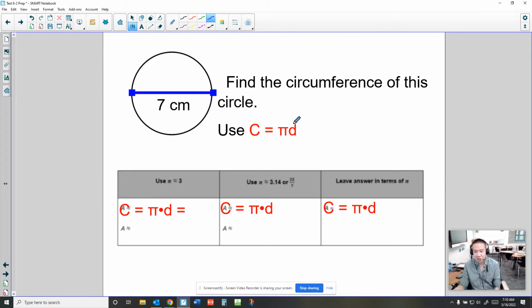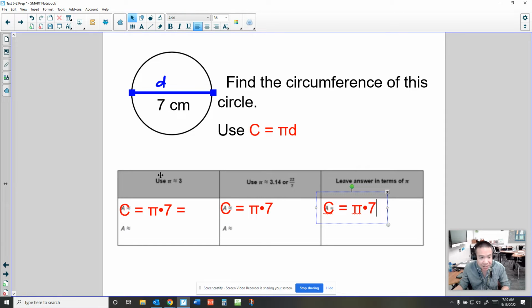Find the circumference of this circle. So use the circumference formula of pi d. So what is this line right here? This is a line called diameter because it goes from end to end through the center. So let me replace this diameter with 7. Let's replace this diameter with 7, and let's replace this diameter with 7. So now it says I would like you to solve it.